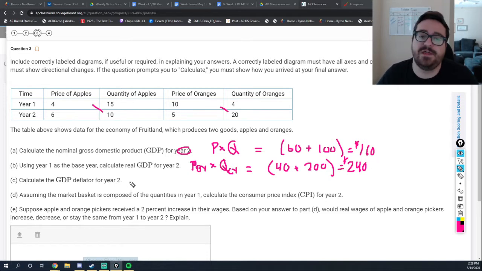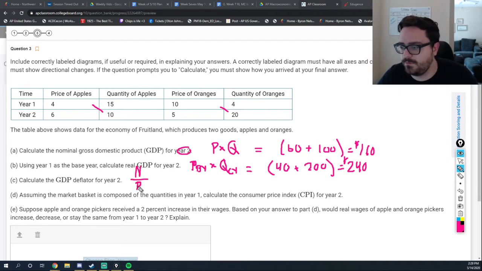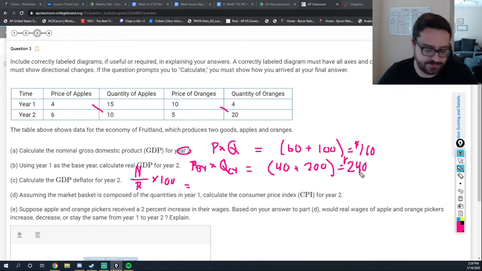Calculate the GDP deflator. Okay, now this formula, there's only one formula for GDP deflator. That is nominal over real times 100. 160 over 240 times 100. Which is why I was saying, oh, thank God, these are the numbers that I got, that they're very easy to do. Because then you just get 16 over 24, which is 2/3. And 2/3 times 100 is 66.7 or 66.6 repeating or whatever. Any of that would be my answer. My GDP deflator is 66 and 2/3.